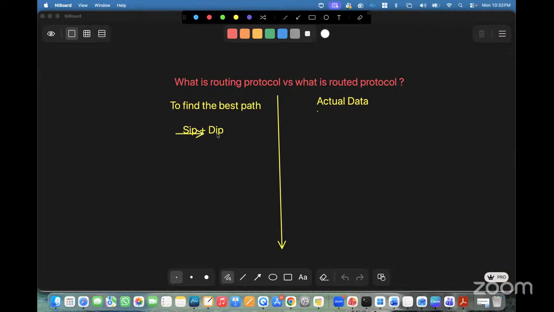Okay. Now someone else wanted to say something. Ranjan, go ahead, please. Basically, routed protocol is responsible to carry the user data across the network, and routing protocol determines the best path to travel the data between the network.